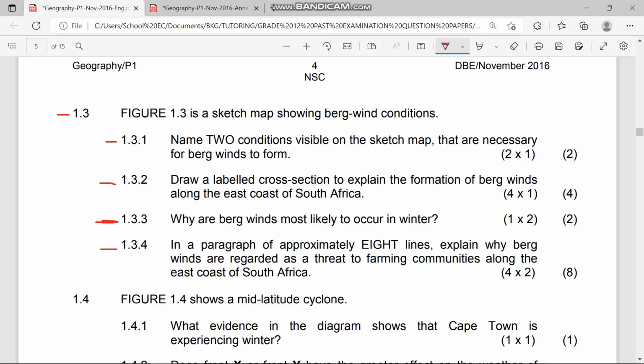As you can see, the mark says 4 multiplied by 2, 8 marks. You must give at least 4 points. Each point is going to add 2 marks, which gives us 8. So let's go into our answering.